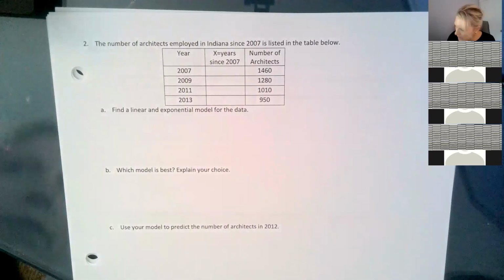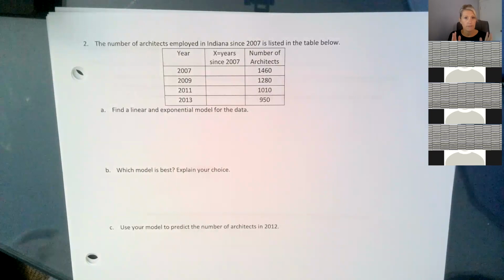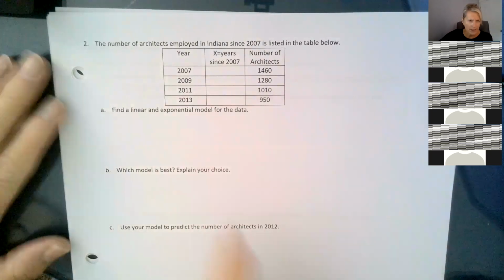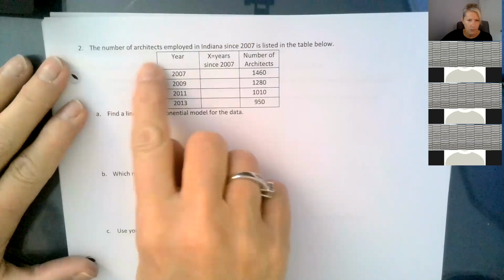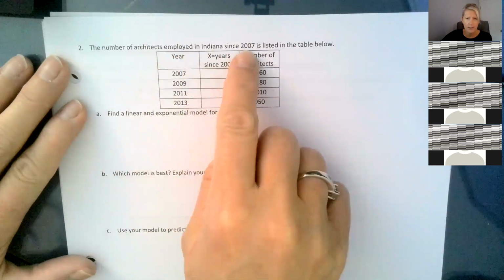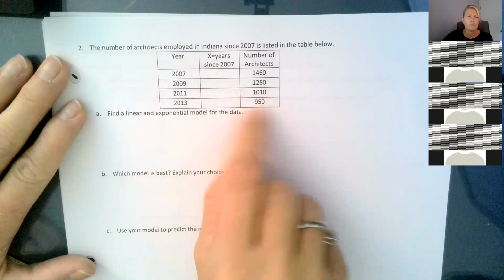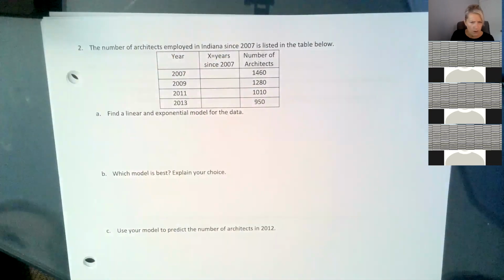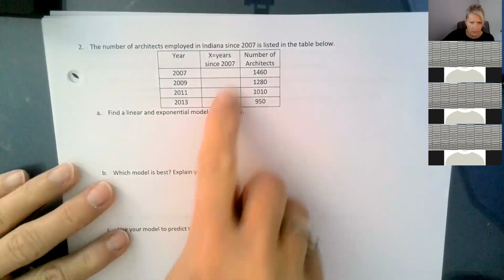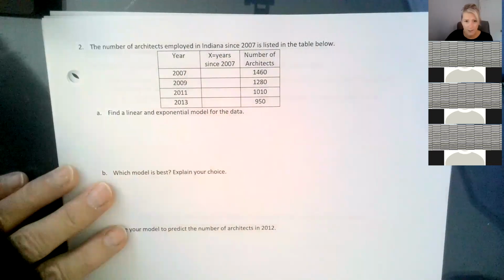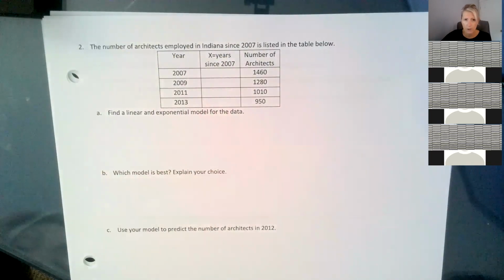Okay, so we're going to look at the second problem for worksheet 2.7. And similar in fact that they gave us some data. It says the number of architects employed in Indiana since 2007 is listed below. So first off, we have to fill in our X years. They didn't tell us to do that, but we need that information for Desmos.